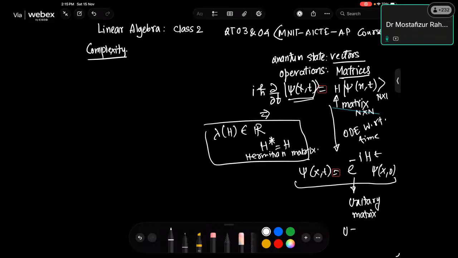E to the power iHt. Now there is a whole theory on how to prepare these things. So I'll come back, maybe in a later course, QT-05 or something like that, and I will take an entire class on this e to the power iHt part. But for now, it's just a unitary matrix.